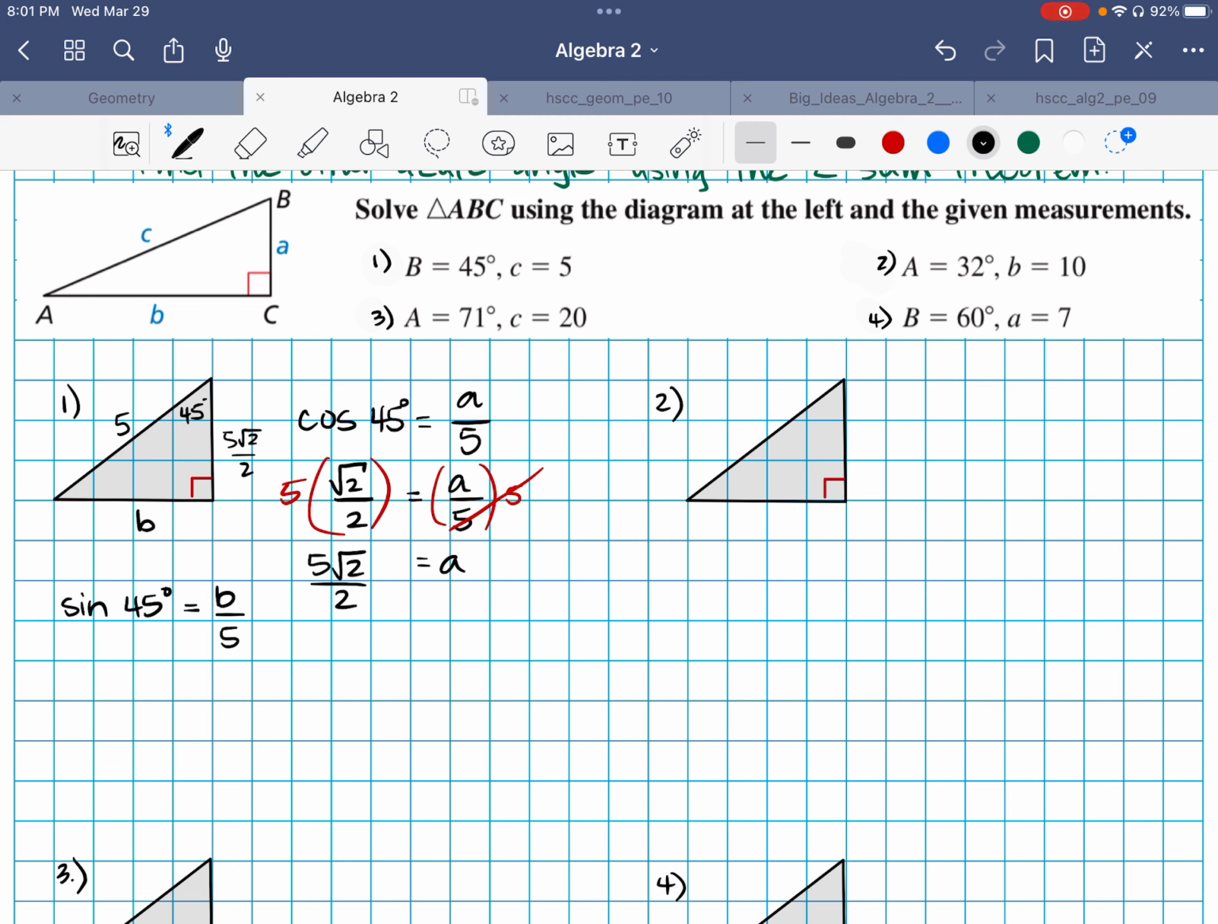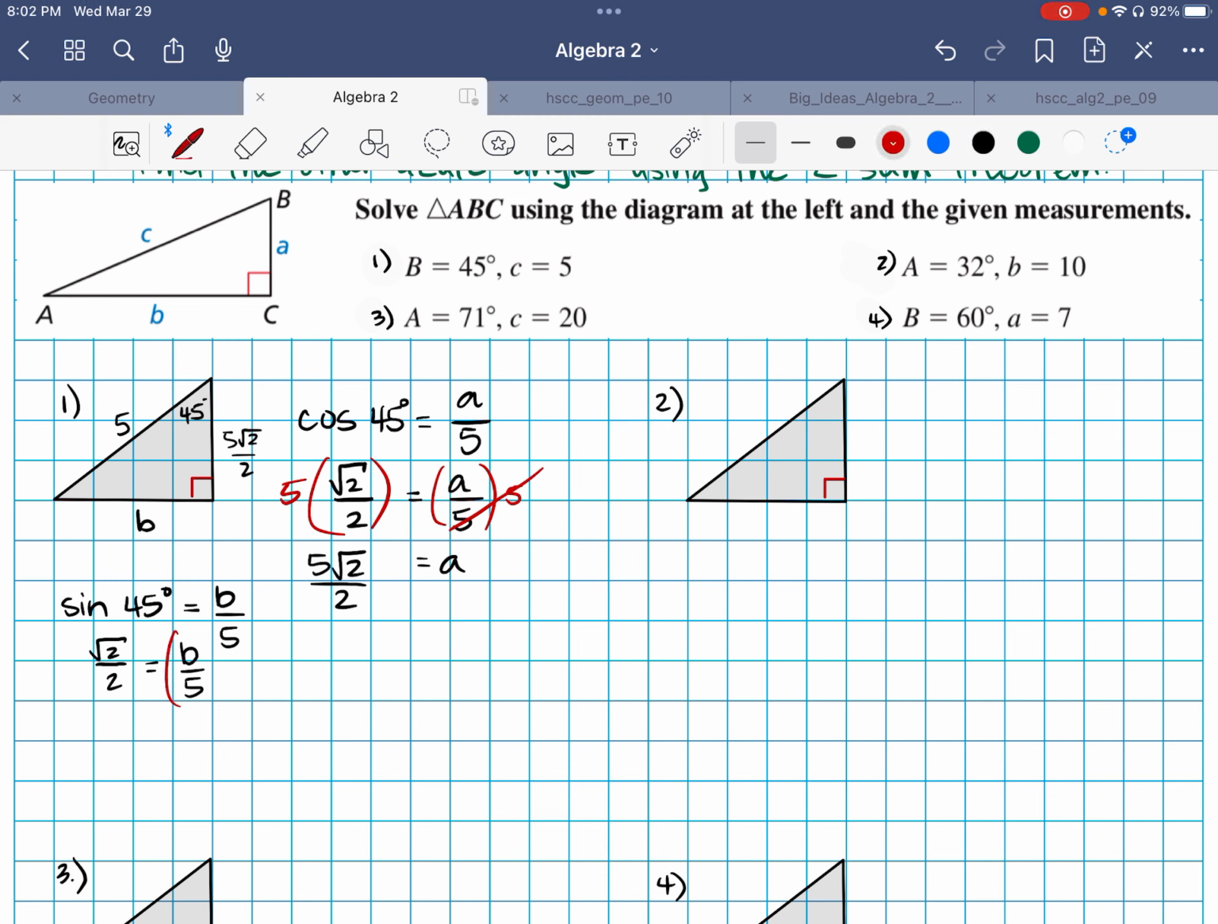Now, we know that sine of 45 degrees using our table is the square root of 2 over 2. If you haven't memorized that one yet, it's one of the easier ones because 45 degrees always yields root 2 over 2 for both sine and cosine. You'll notice you have the same exact equation. That makes sense though, because a 45-45-90 triangle is an isosceles triangle.